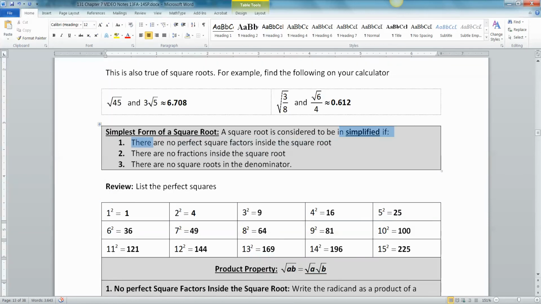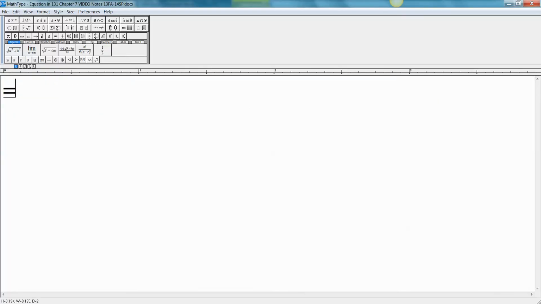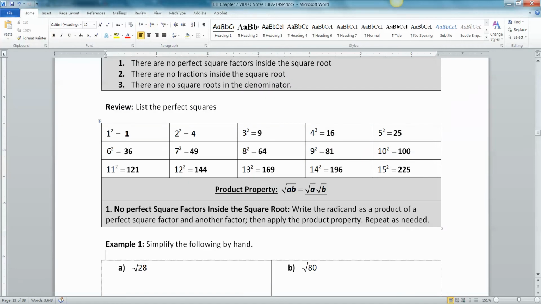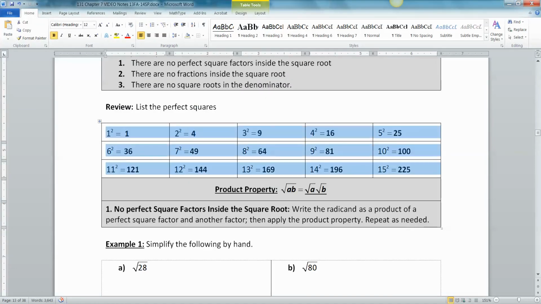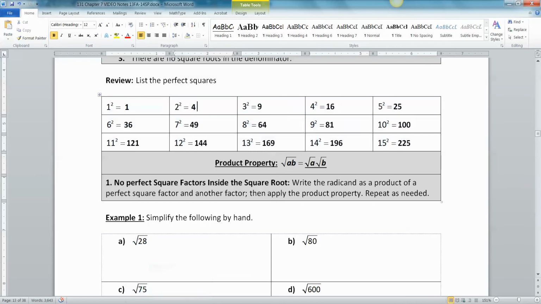The first thing says there are no perfect square factors inside the square root. So let's practice that, starting with the square root of 28. Now you need to look for a perfect square factor. So look back to this list. Which one of those numbers is a factor of 28? Well, rather obviously, it's 4, right?